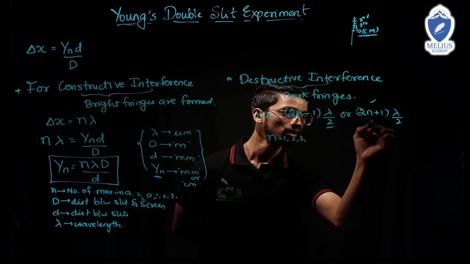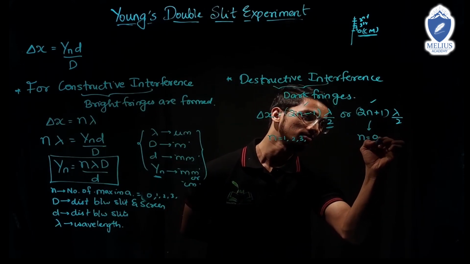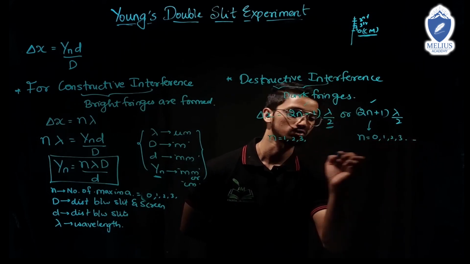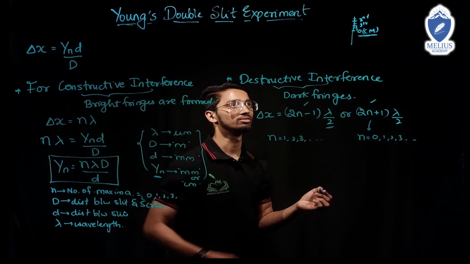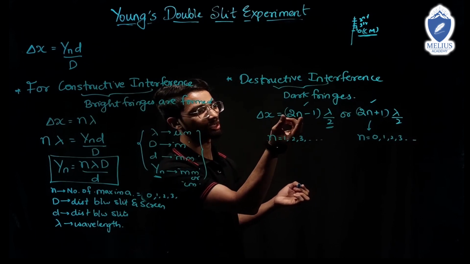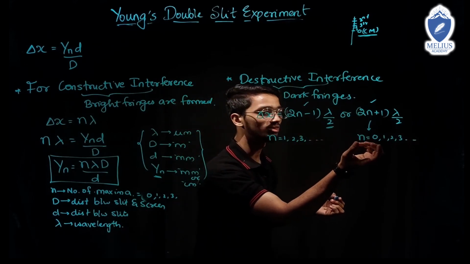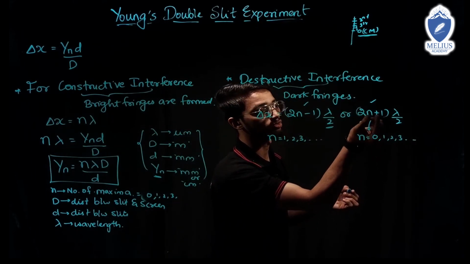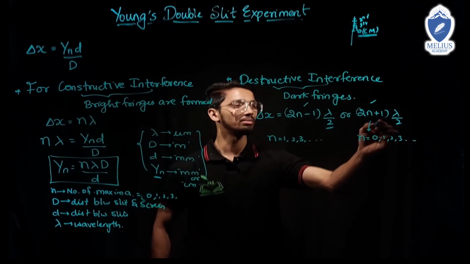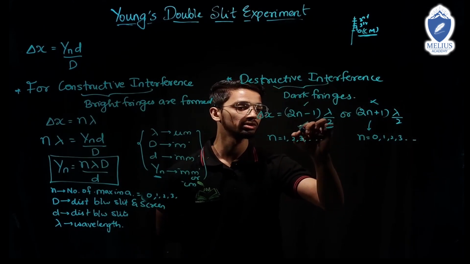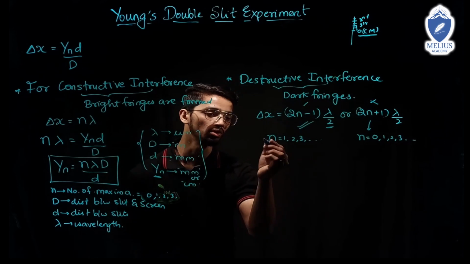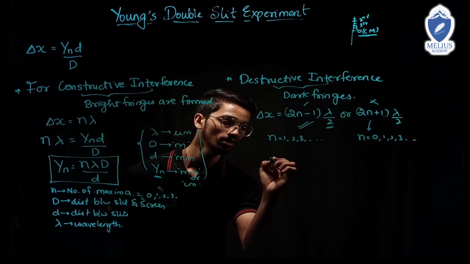If I write here, n should start from 0, 1, 2, 3 and so on. Here 1, 2, 3 and so on. If they ask first minima, we can substitute this one, 2n minus 1 lambda by 2. But if they ask first minima in this, we have to substitute 0 for n here. It will be a little bit complicated. So we'll use this one, 2n minus 1 lambda by 2. So we'll compare these two now.